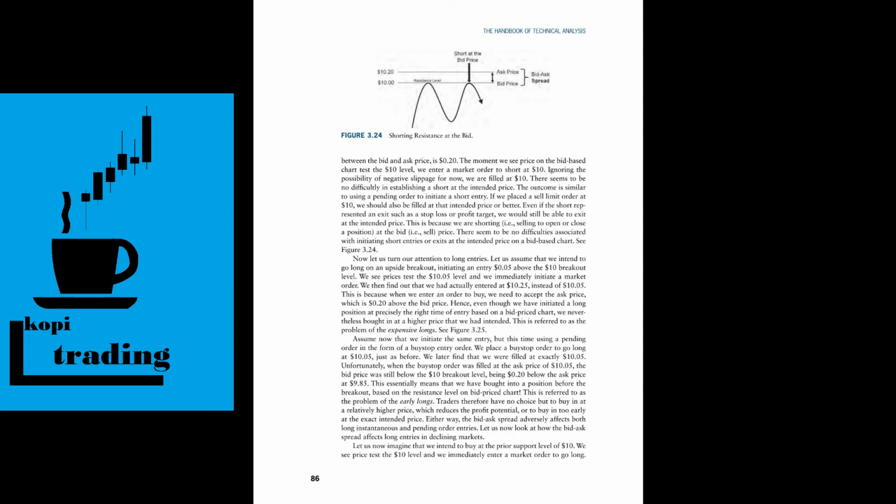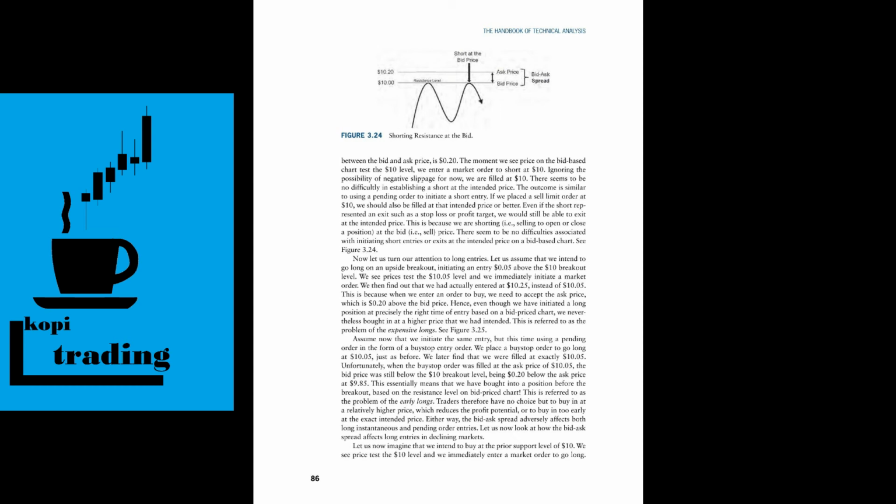Let us assume that we intend to go long on an upside breakout, initiating an entry 5 cents above the $10 breakout level. We see prices test the $10.05 level and we immediately initiate a market order. We then find out that we had actually entered at $10.25 instead of $10.05. This is because when we enter in order to buy, we need to accept the ask price, which is 20 cents above the bid price. Hence, even though we have initiated a long position at precisely the right time of entry based on a bid price chart, we nevertheless bought in at a higher price than we had intended. This is referred to as the problem of the expensive longs.